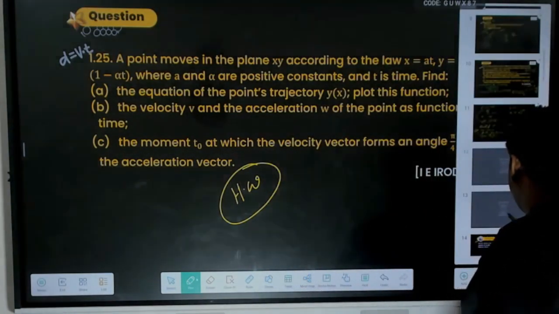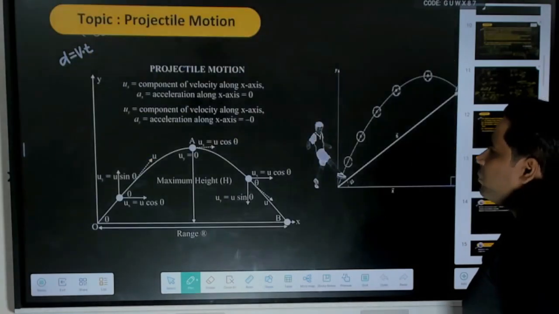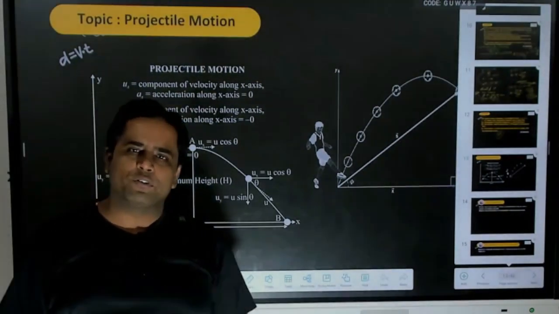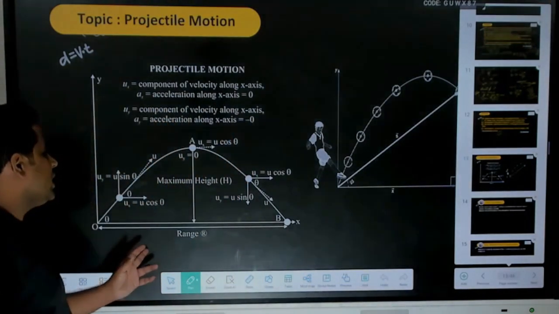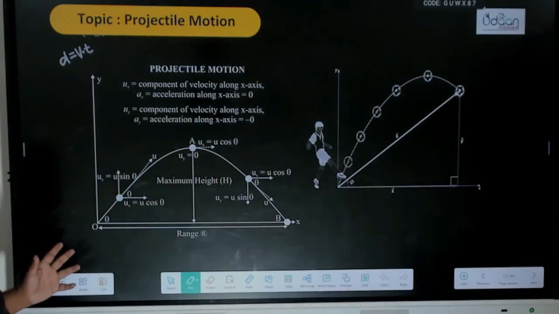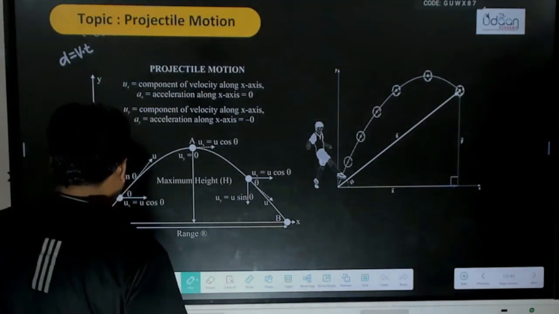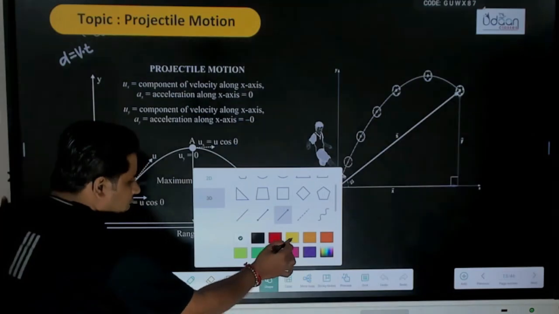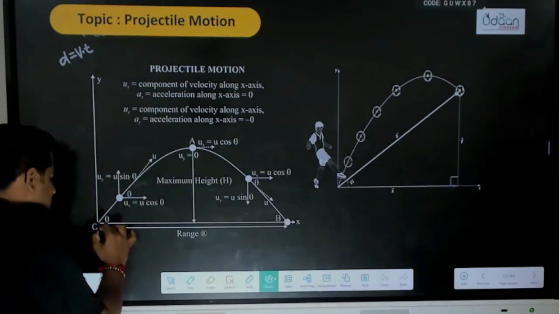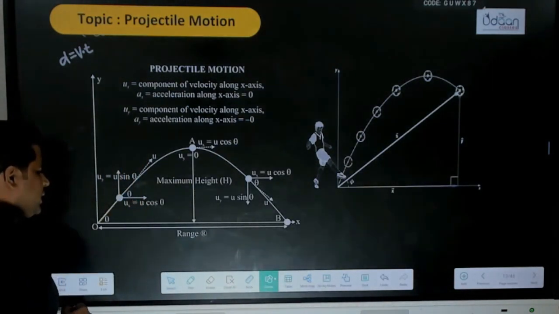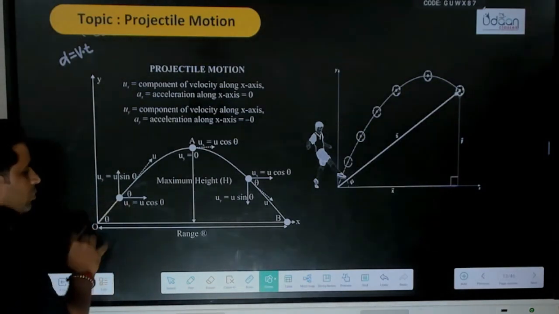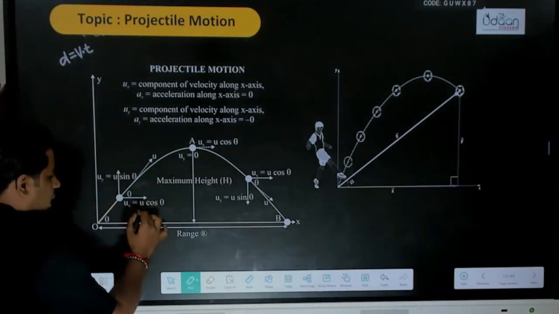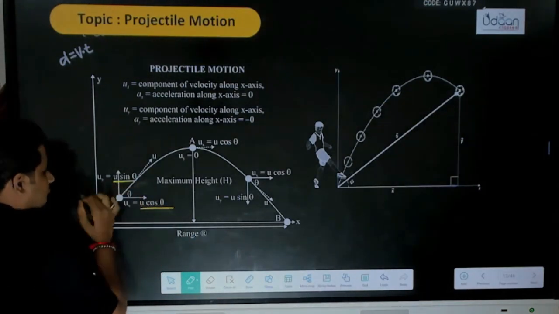Let us now move ahead and talk about projectile motion. Yes, this was the moment I was waiting for. Now I am talking about projectile motion. So what is projectile motion all about? If some object is projected this way, making some angle theta from the ground, then its velocity can be split into components: u cos theta and u sin theta.